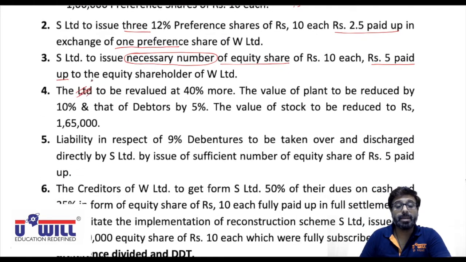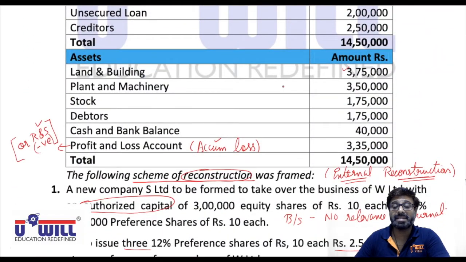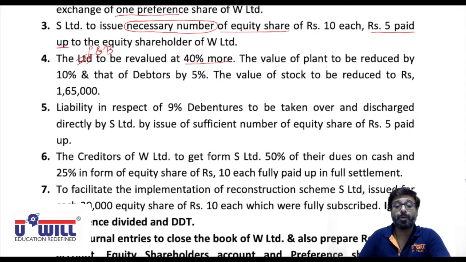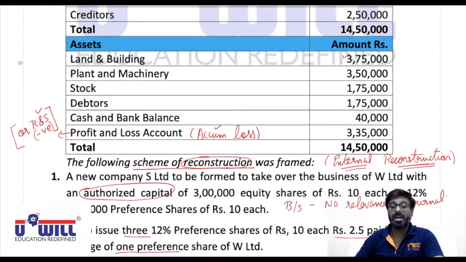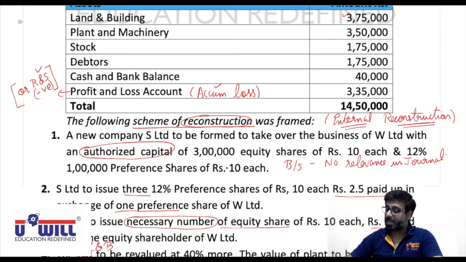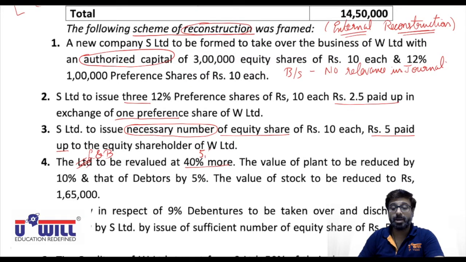Make a correction here, make it land and building. The land and building to be revalued at 40% more. This land and building given is 3,75,000. It is valued 40% more. Now the land and building revalued at 40% more. So 3,75,000 plus 40%, what is its value? 5,25,000.